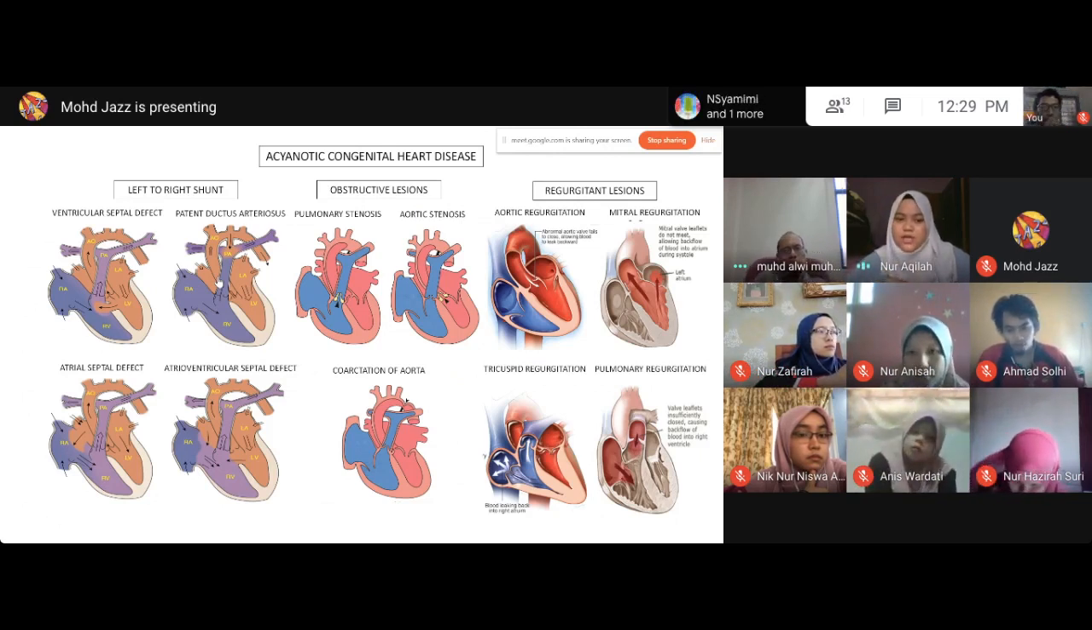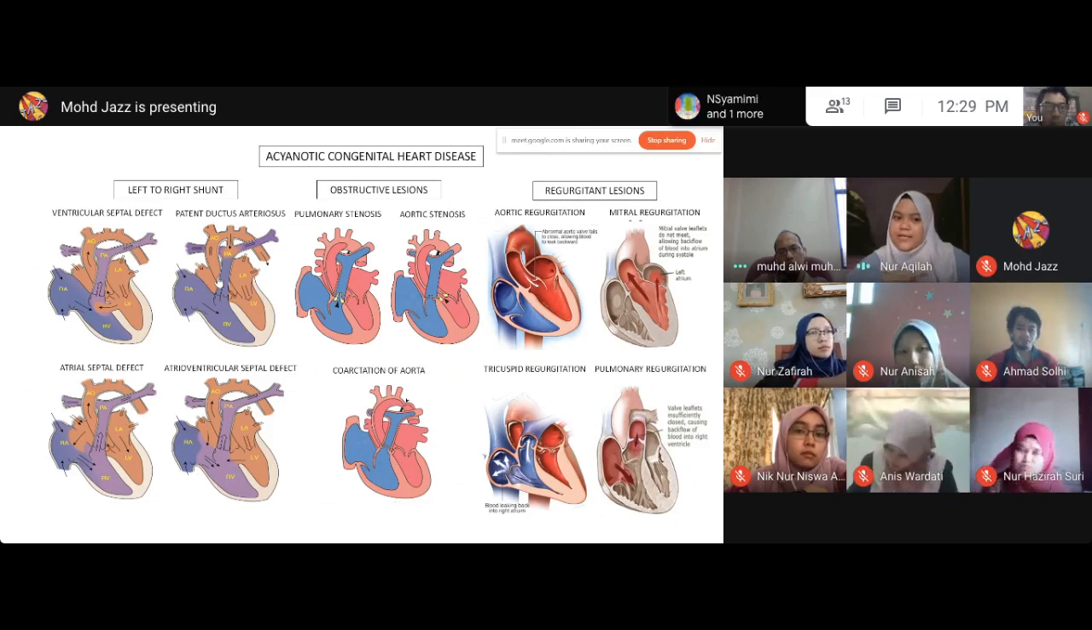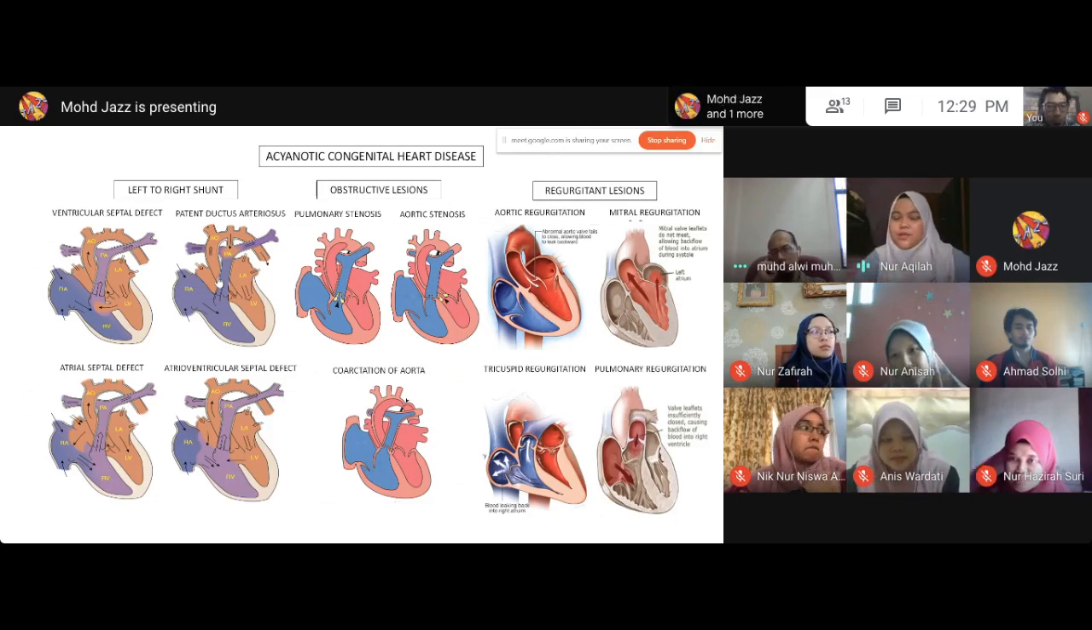So in patent ductus arteriosus, in the fetal circulation, the flow of blood in the ductus arteriosus is from right to left. However, when the baby is born, after one week or after two weeks, the pulmonary vascular resistance starts to decrease. Supposedly the ductus arteriosus is also closed, but in patent ductus arteriosus, when this pulmonary vascular resistance falls, there is still patency of the ductus arteriosus, so blood will flow from the aorta in a left to right shunt into the pulmonary artery circulation and also cause an increase in the pulmonary flow. And it also has a similar presentation to VSD, ASD, and also AVSD, in which the patient may come with failure symptoms.